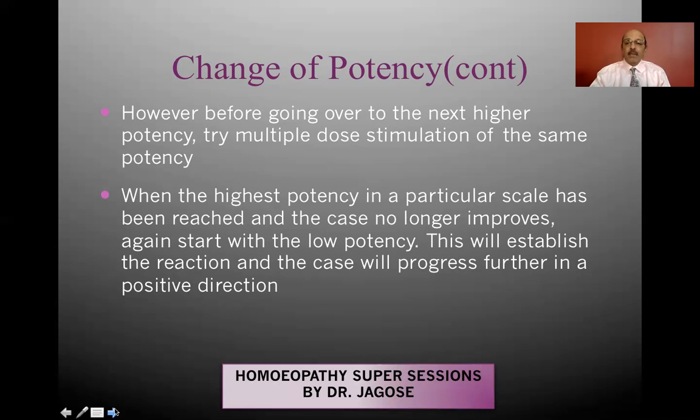When the highest potency in a particular scale has been reached and the patient no longer improves, again start with the low potency. It may be that you're treating a complicated case which requires a series of potencies, and each time you increase the potency, the patient has improved to some extent. Then you have reached the highest potency, and after that there is no further potency to go to. In such instances, go back to the low potency. That means again start from the 30th potency. By doing so, this will establish the reaction and the case will progress further in a positive direction.